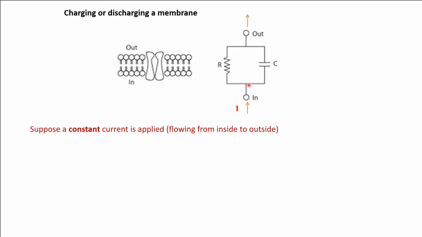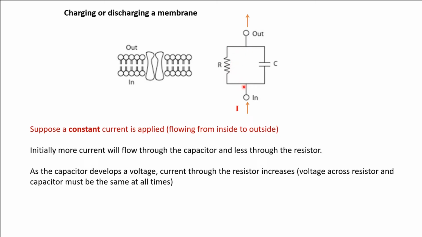All of this current I is passing through the capacitor, so the capacitor will start getting charged, and then it will start developing a voltage, which is proportional to the charge stored on the capacitor. And as this voltage across the capacitor develops, the same voltage will also be available across the resistor. So a current also starts developing in the resistor.